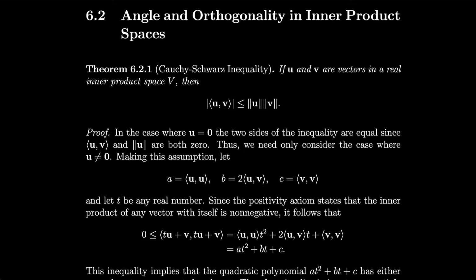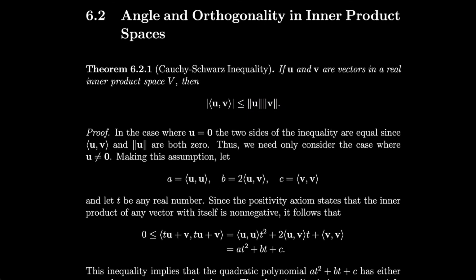Section 6.2, Angle and Orthogonality in Inner Product Spaces. We'll start with the Cauchy-Schwarz inequality. If u and v are vectors in a real inner product space V, then the absolute value of the inner product of u and v is less than or equal to the product of the lengths of u and v. Let's prove this real quick.